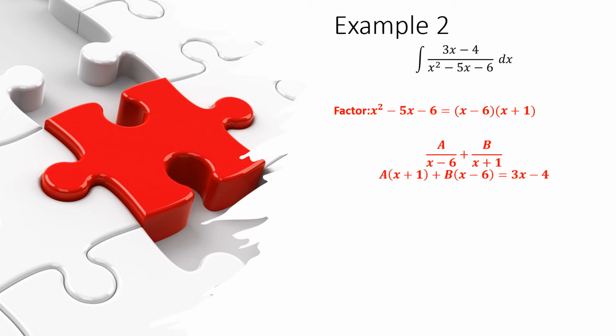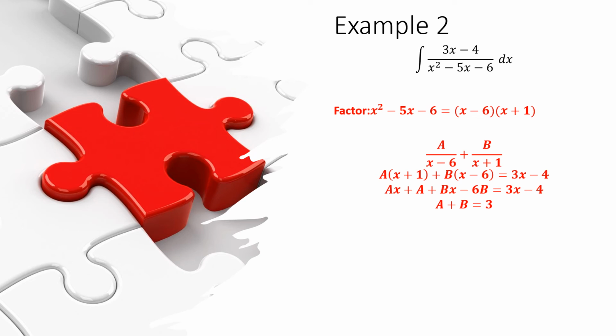So I have A(x plus 1) plus B(x minus 6) equals, remember your partial fraction always equals the numerator of your original function, so 3x minus 4. If I distribute my A and my B in, I get Ax plus A plus Bx minus 6B equals 3x minus 4.